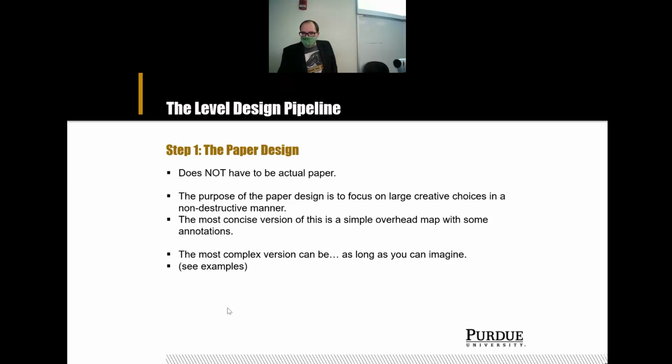Okay, so the simplest paper design we can do, depending on what the project is, is just an overhead map, a 2D overhead map that's annotated. This could also be an old school level design document that's like 100 pages. No one does that anymore. I can't imagine that happens much anymore. Usually, documents are pretty concise now.